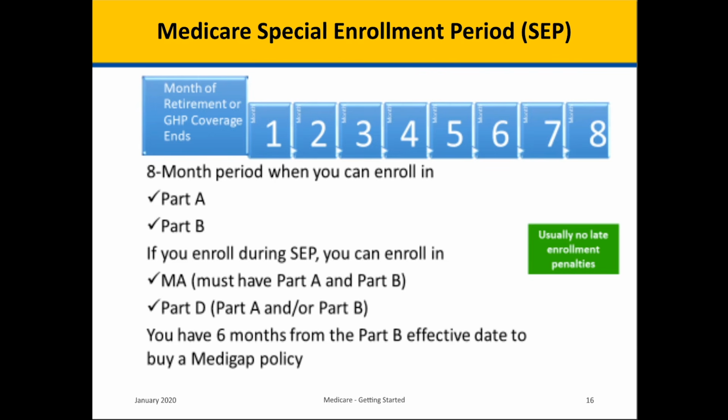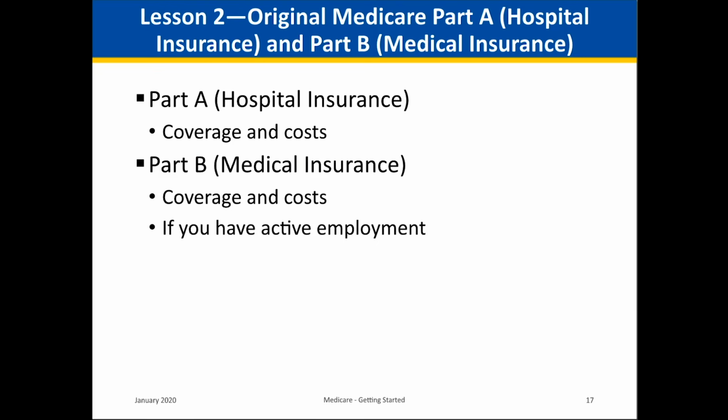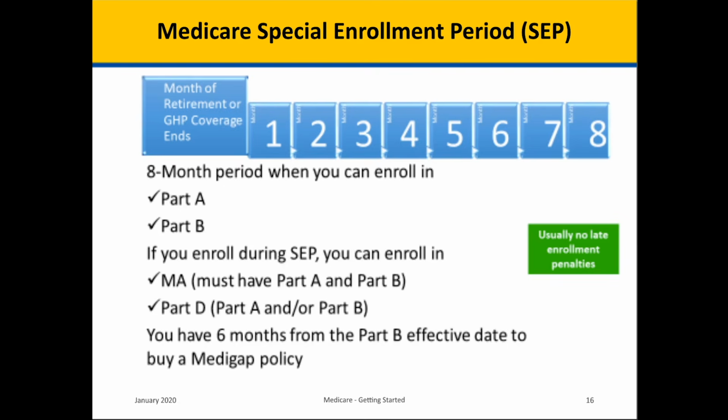During an SEP, you can sign up for Part A and or Part B anytime you are still covered under the group health plan, or during the 8-month period that begins the month after employment ends or the coverage ends, whichever happens first. You can buy a Medigap policy during the 6 months after your Part B effective date.